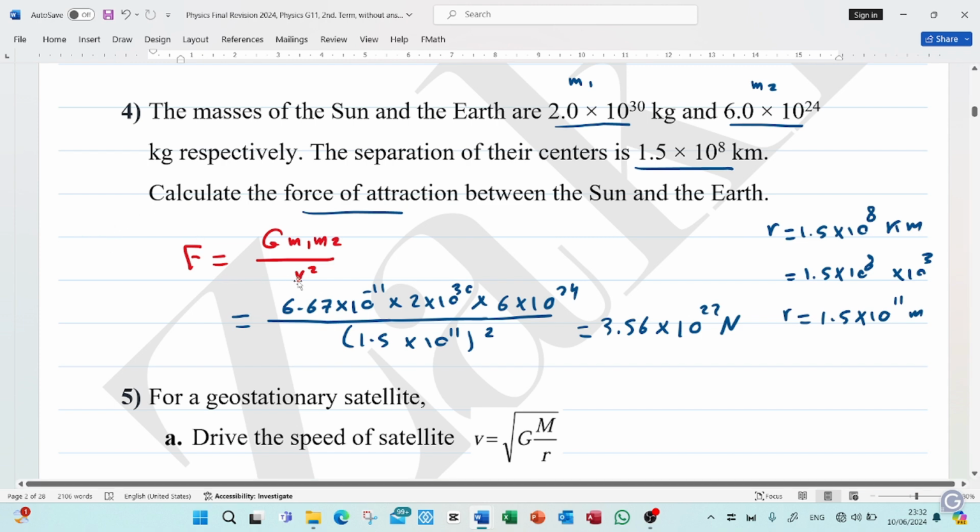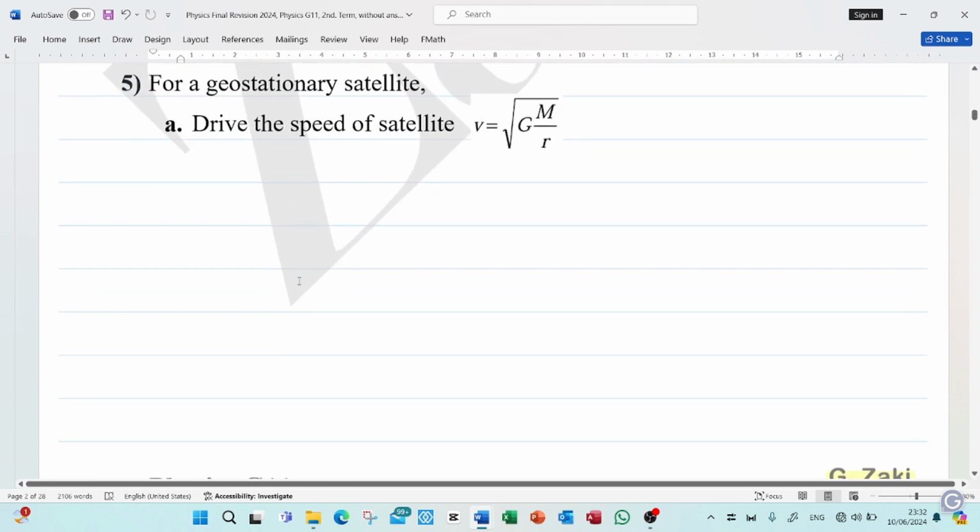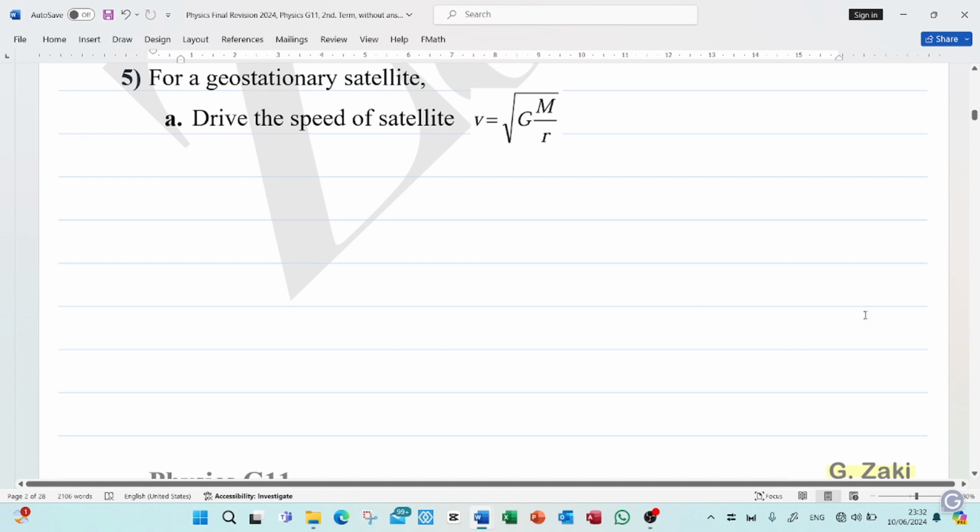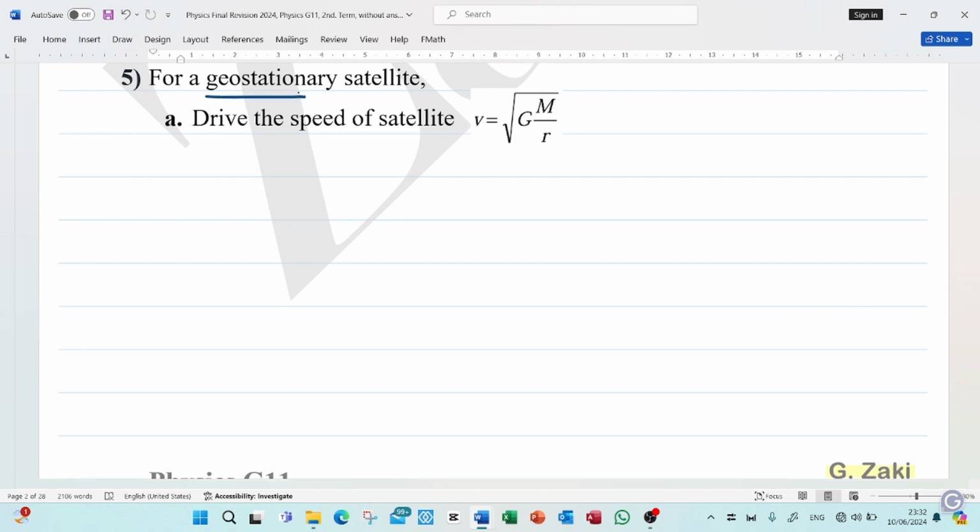Now, next, for a geostationary satellite, it means that the time period of the satellite is the same as the time period of the Earth. It's 24 hours. So first of all, from the word geostationary, T equals 24 hours. So 24 multiplied by 60 from hours to minutes, multiplied by 60 to seconds. Then the answer in seconds is 8.64 multiplied by 10 to the power 4 seconds.